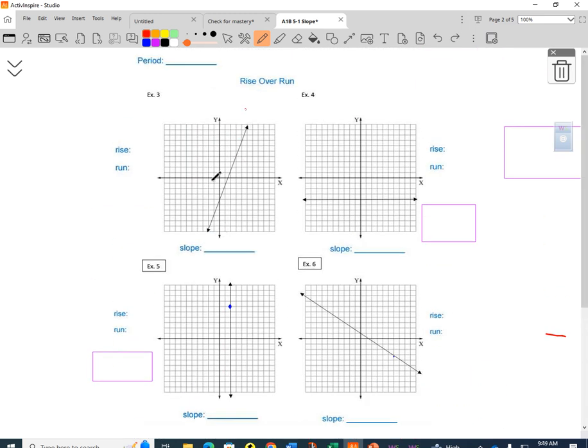If we're looking at this line, at a glance we can tell, does this line have a positive slope, a negative slope, an undefined slope, or a zero slope? What do you think, Diane? Positive. It goes up from left to right. Now, if we're finding the slope, just saying positive is not enough.